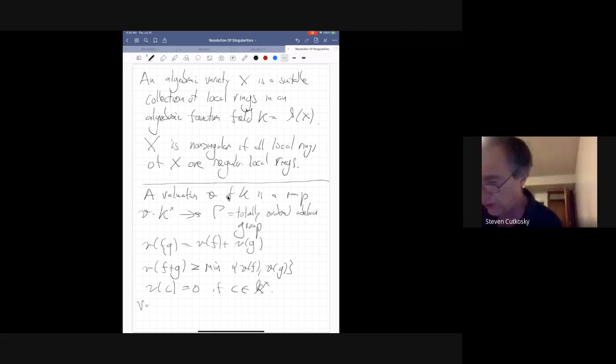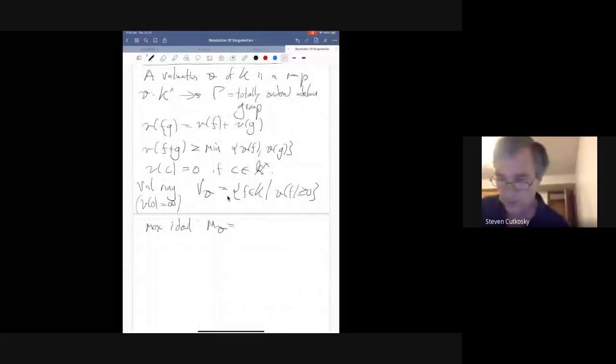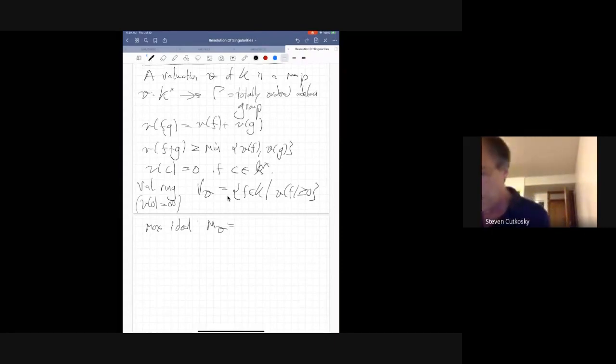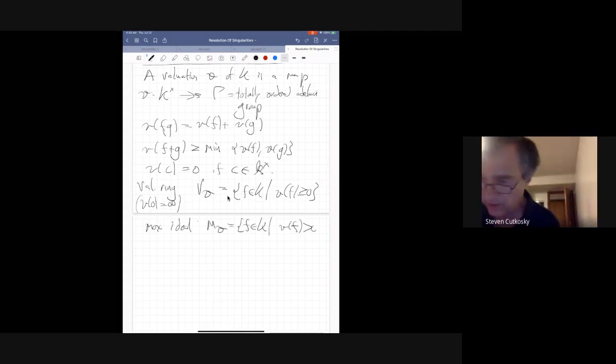And of course there's the valuation ring, which I'll write as V(ν), which is the set of f in K such that ν(f) is bigger than or equal to 0. One has a convention here that ν(0) is infinity. That makes this work out. And of course, the maximal ideal, depending upon what definition you want, it's either a local ring or a quasi-local ring, because it's generally not Noetherian. Okay, so this is notation.